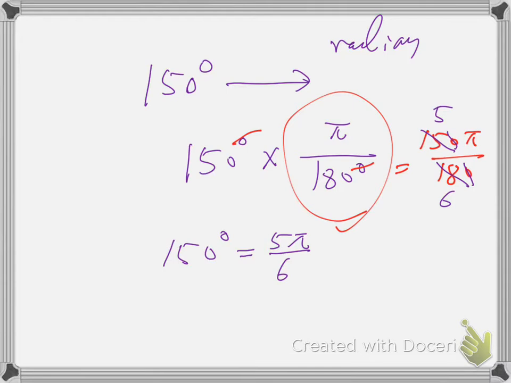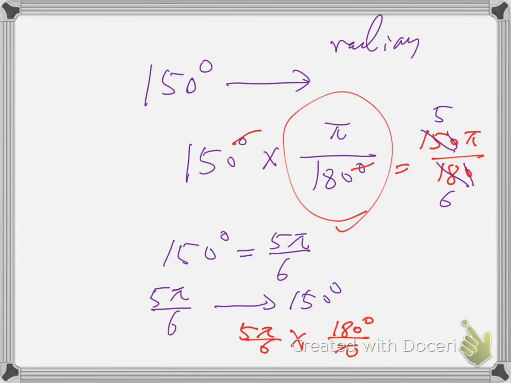Now how can you change this 5 pi over 6 back to 150? We still use multiplication. We just reverse these two. So 5 pi over 6 multiplied by, now we want degrees on top, pi on the bottom. So pi cancels, and you get 5 times 180 divided by 6. 180 divided by 6 is 30. 5 times 30, so you get 150 degrees. That's our first example.